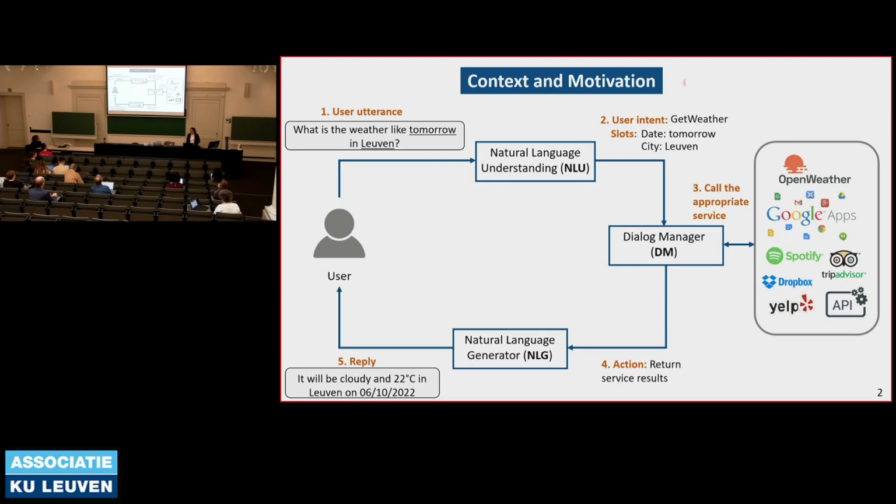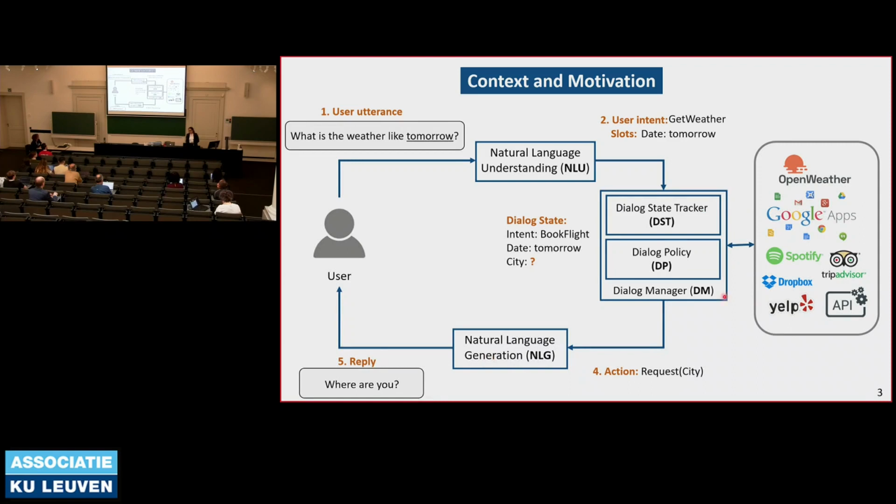Then this information is sent to the dialog manager. The dialog manager checks if the detected intent has all required information or all required slot values. If it is the case, it calls the appropriate service, and the output of this service is sent to the natural language generator to produce a human-like response to the user.